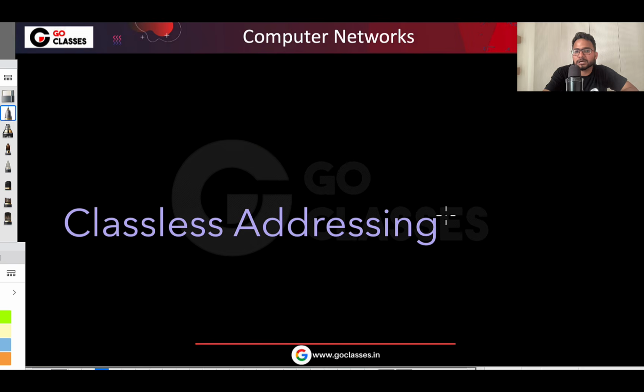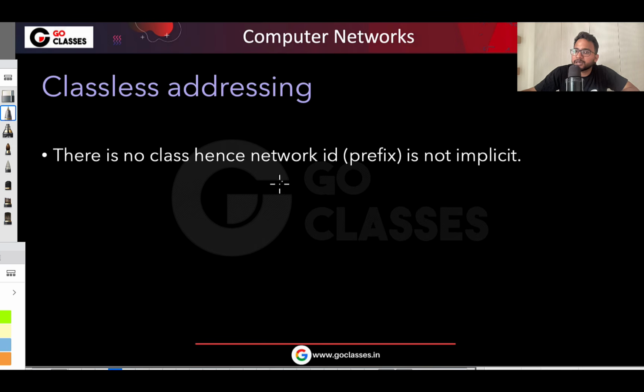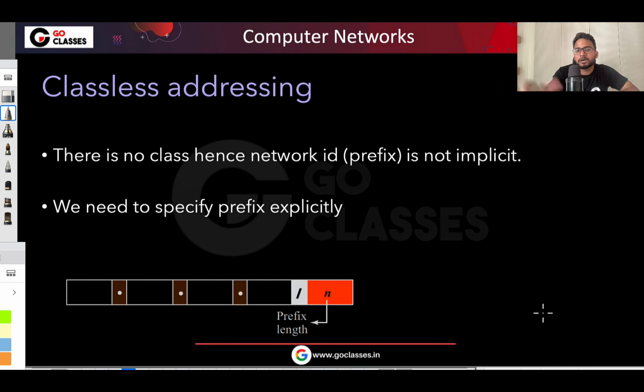So let's start with classless addressing. What is classless addressing? Here there is no class, and since there is no class, there is no implicit prefix. So we have to tell the prefix or the network ID explicitly. For example, we need to specify the network ID or the prefix with slash notation. I will tell you what this means.